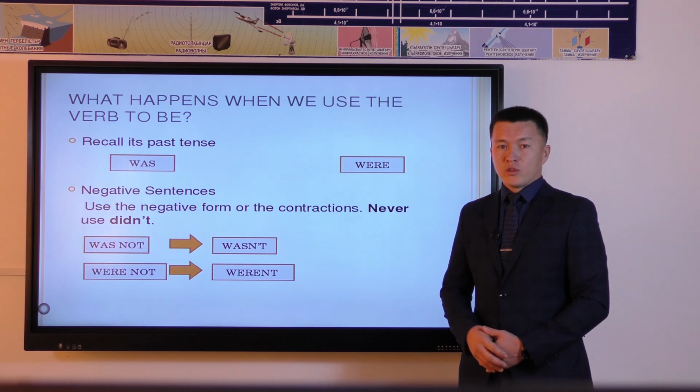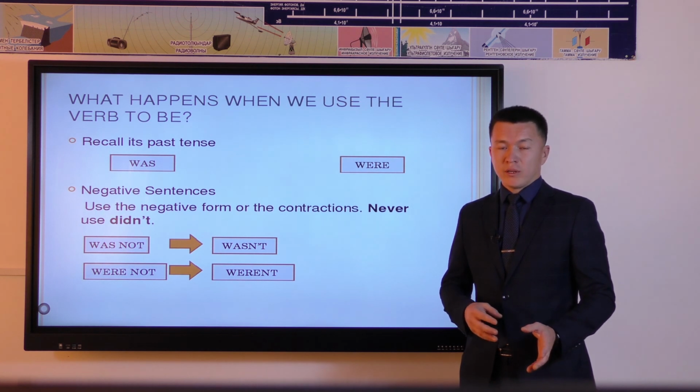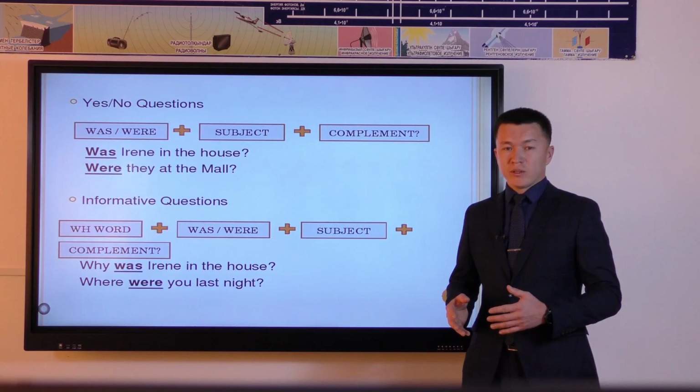Negative sentences use the negative form of the verb, and we don't use didn't here. It can be was not or were not, and shortly, wasn't or weren't. And now we will make a question. For example, we also have a yes-no question and an informative question.